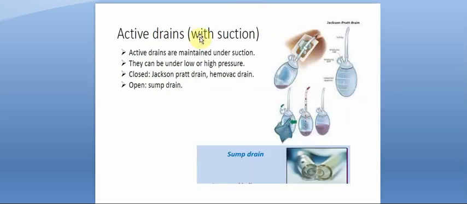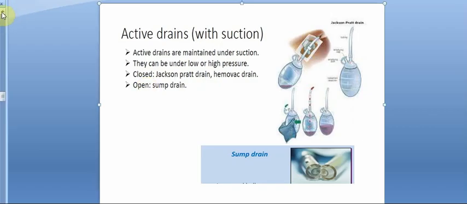Moving on to active drains. Active drains work with suction. They work under suction, and usually active drains may have negative pressure, that is low pressure, or sometimes very high pressure also. Under that we have examples of closed and open types. Under the closed type we have the Jackson Pratt drain and Hemovac drain, and under open we have the sump drain.